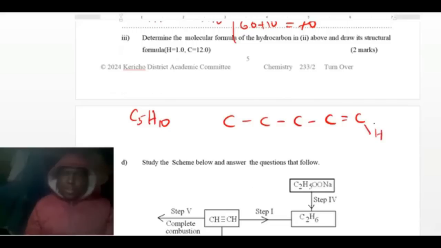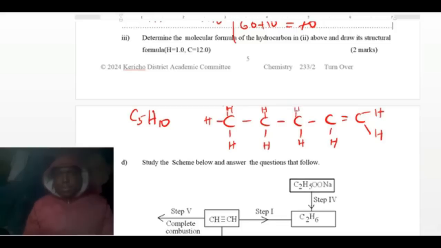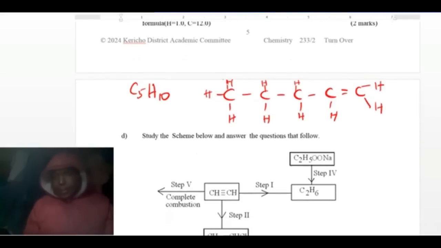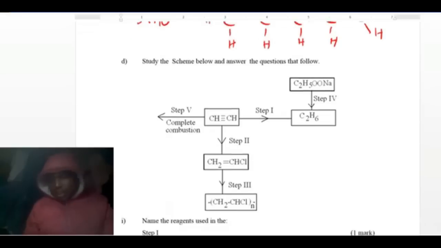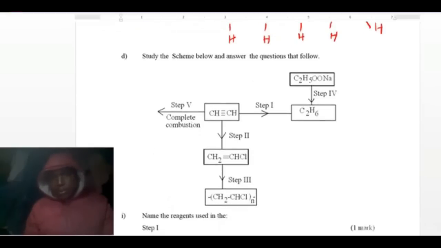Here we will have hydrogen. There we will have hydrogen. 1, 2, 3, 4. Here we will have 1 hydrogen. This is the structural formula for pentene. And that is it. That is the structural formula for that one.